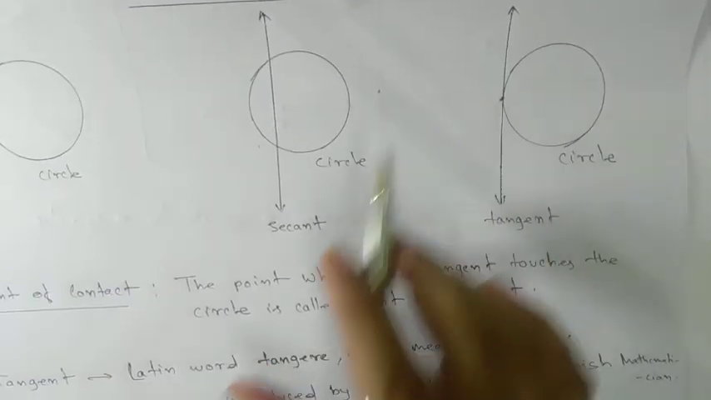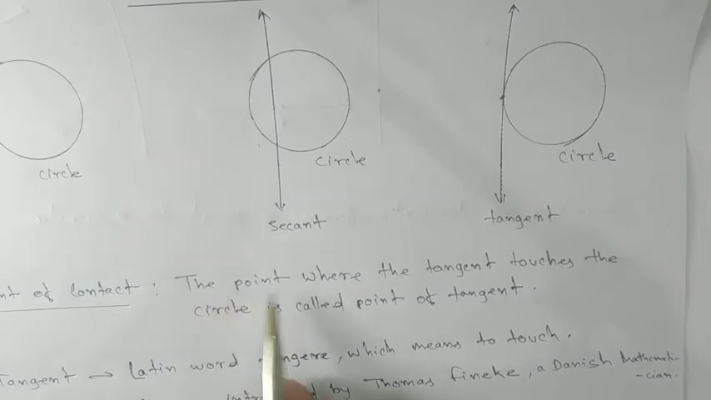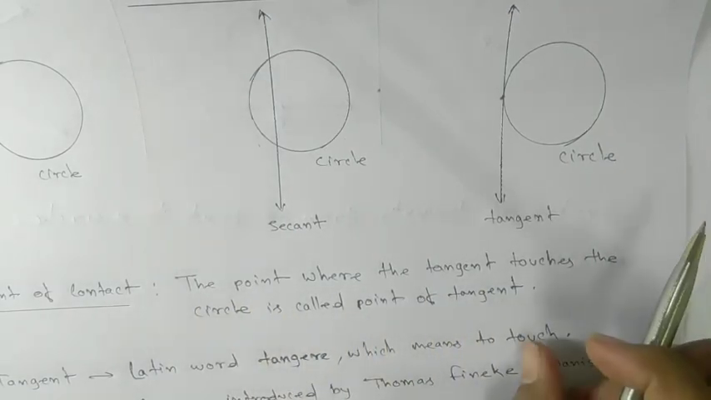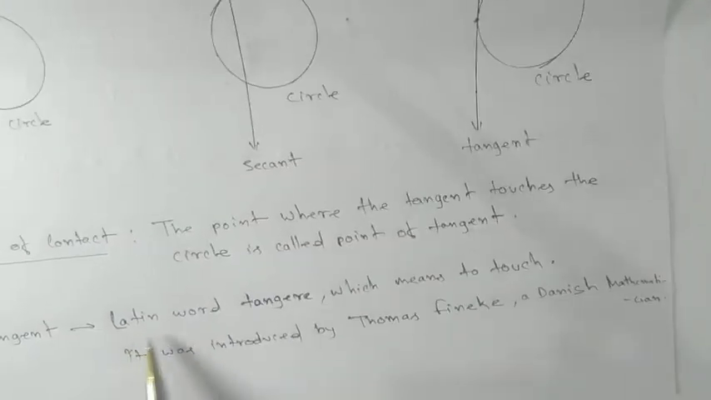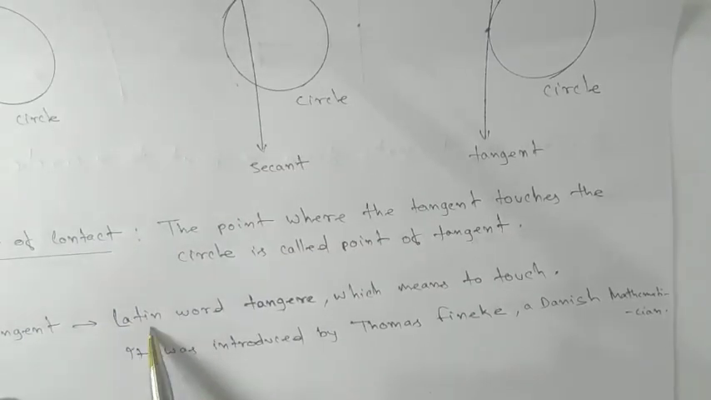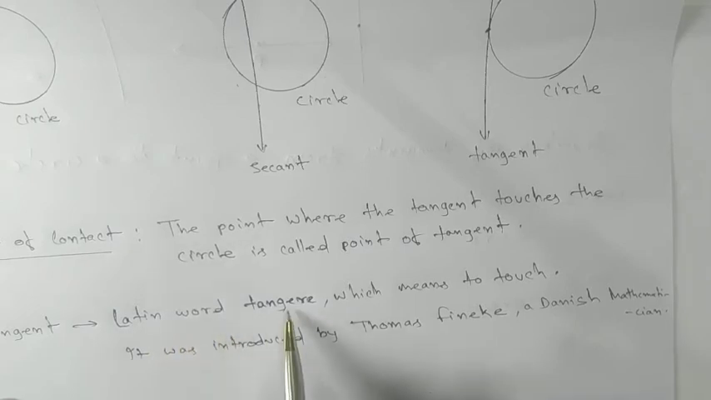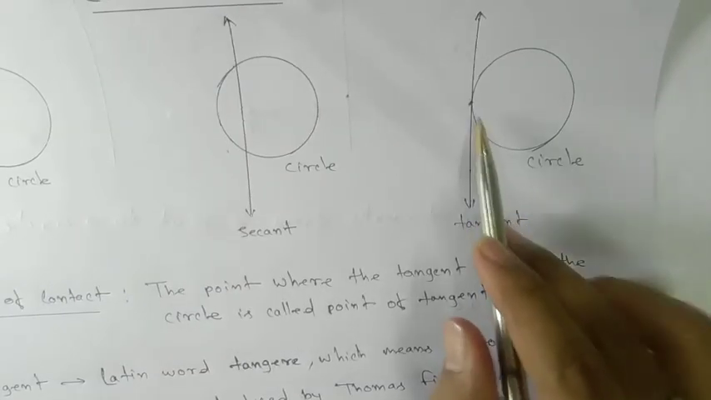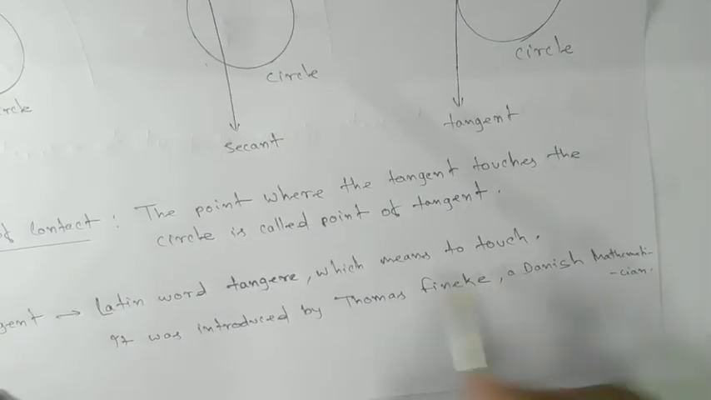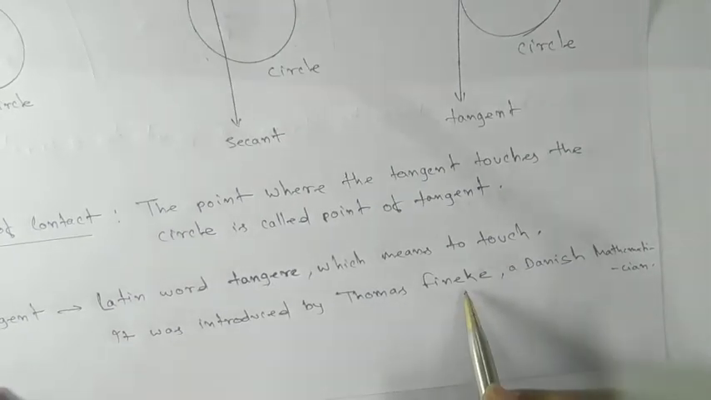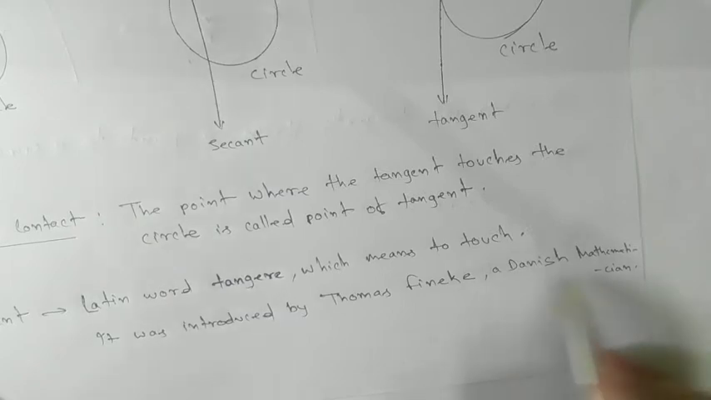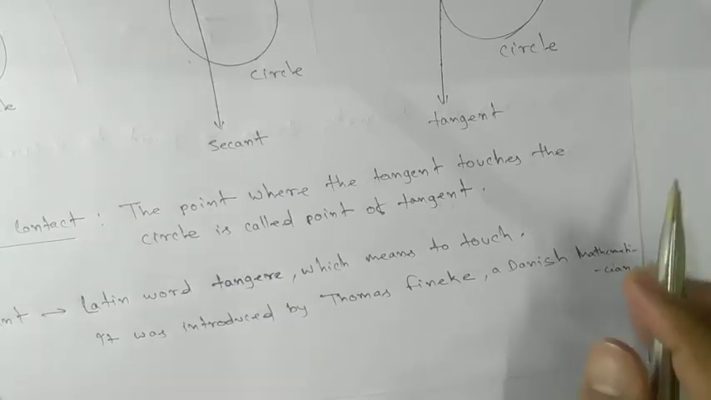So here we have a definition. The point where the tangent touches the circle is called the point of contact. The word tangent comes from Latin, from the word tangere, which means to touch. See, it's touching. That's why the name was given by Thomas Fincke, a Danish mathematician.